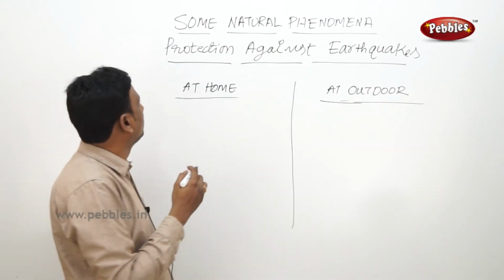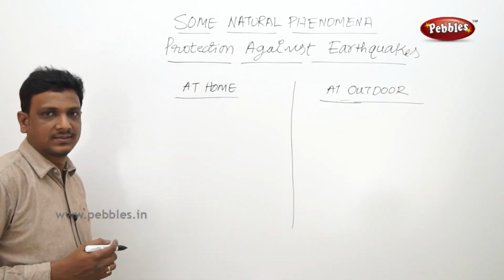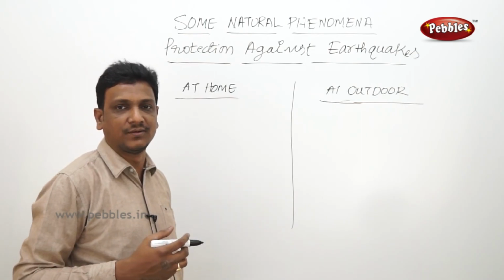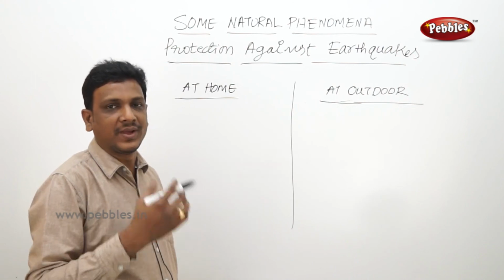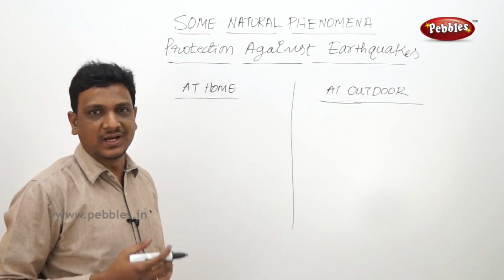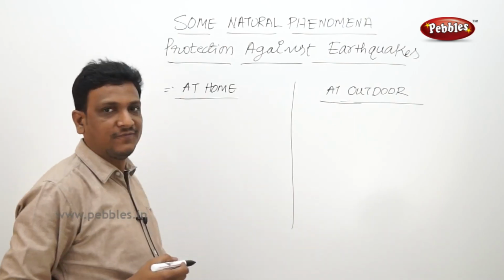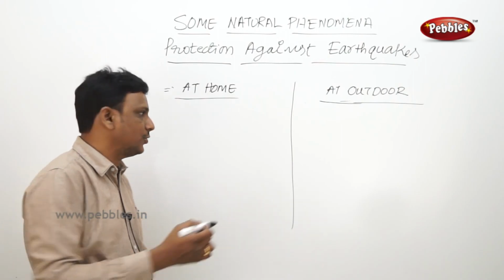So now let us see the second part in the protection against earthquakes. We have seen the preventive measures in constructing, designing, or keeping the things at home. If an earthquake happens, what is to be done? You are in an earthquake, what is to be done? First, let us look at being at home. If you are at home and there is an earthquake, then what should you do?